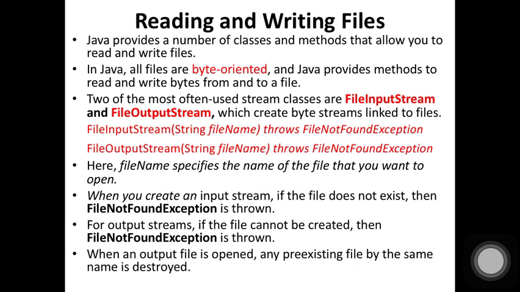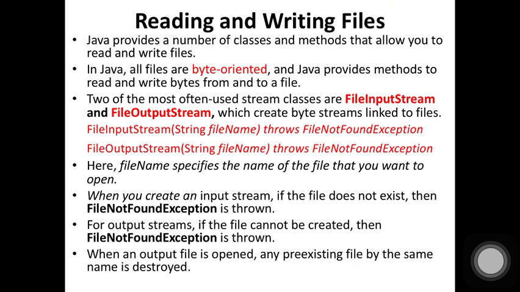So how are you going to read a value from the file, and how are you going to send information to the file? A file acts as an input and also as an output. Java provides a number of classes and methods that allow you to read and write files. In Java all files are byte oriented, and Java provides methods to read and write bytes from and to a file. Two of the most important file streams are FileInputStream and FileOutputStream.